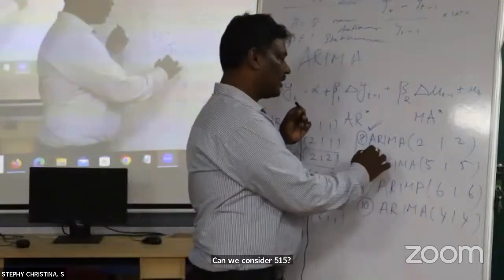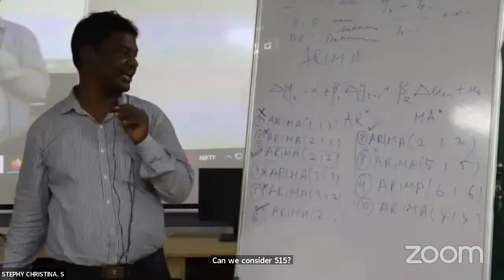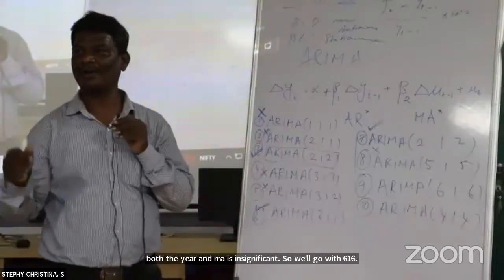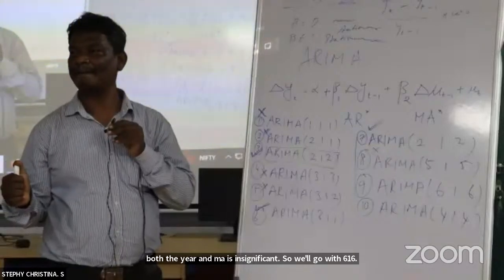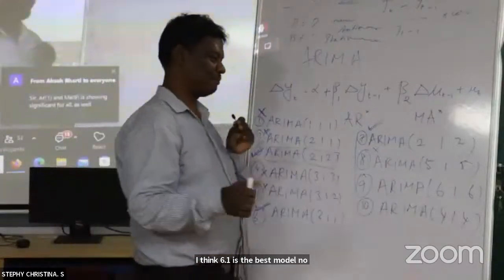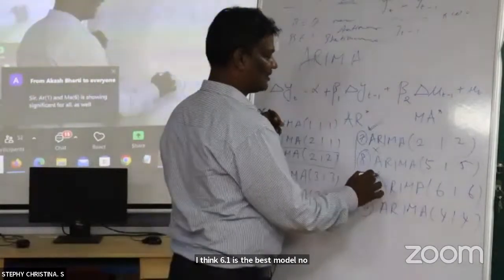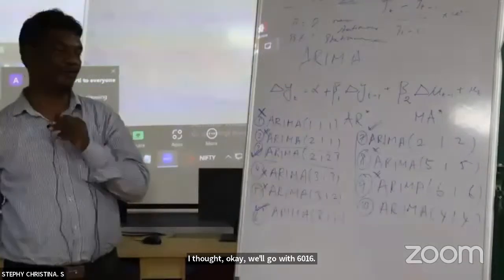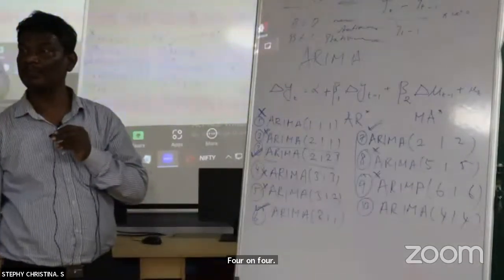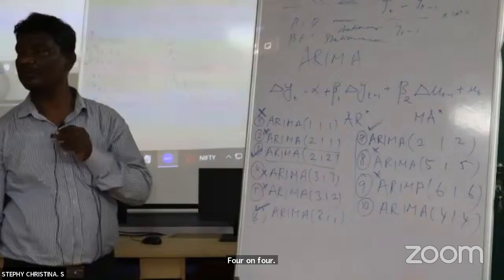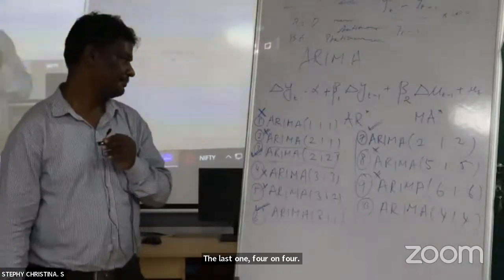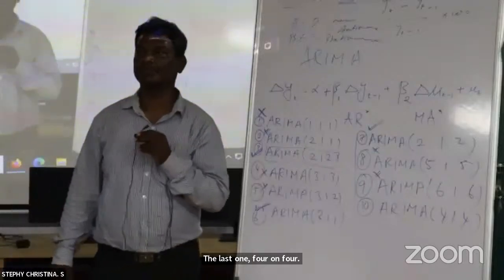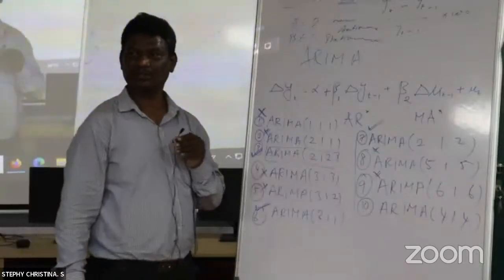So both AR and MA are insignificant. So we'll go with 616. I think 616 is the best model. No. I thought, okay, we'll go with 616. 414. The last one, 414. Insignificant. Both.